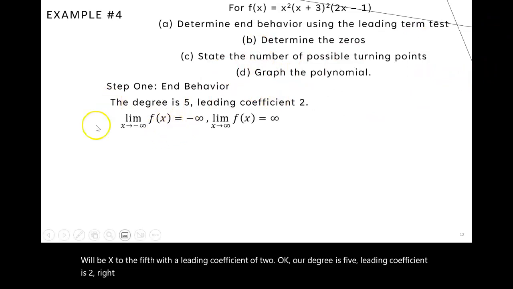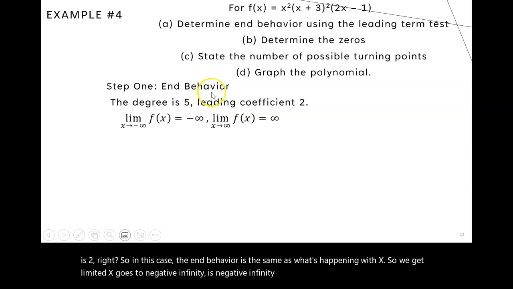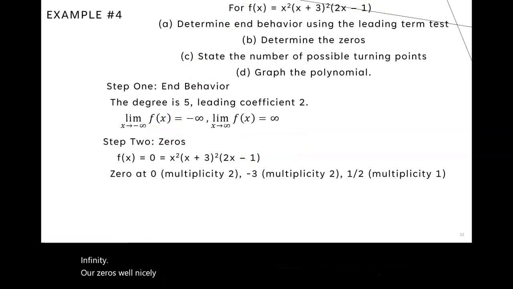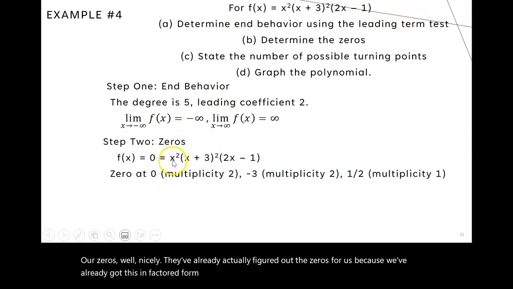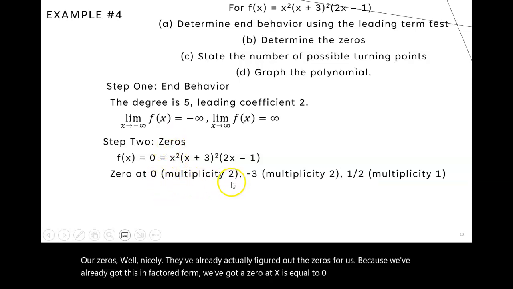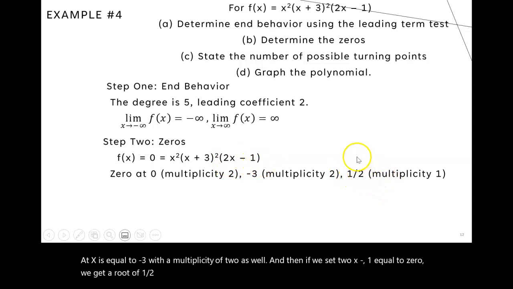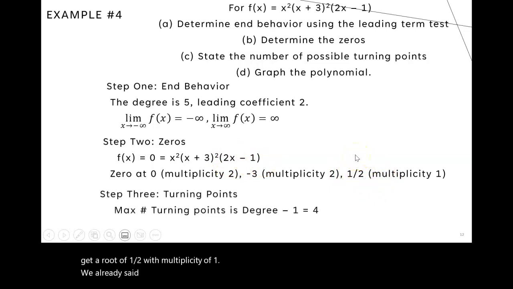All right, so in this case, the end behavior is the same as what's happening with x. So we get limit as x goes to negative infinity is negative infinity. Limit as x goes to infinity is positive infinity. Our zeros, well, nicely, we've already got this in factored form. We've got a 0 at x is equal to 0 with a multiplicity of 2. At x is equal to negative 3 with a multiplicity of 2 as well. And then if we set 2x minus 1 equal to 0, we get a root of 1/2 with multiplicity of 1. We already said the degree is 5, so the maximum number of turning points is 4.